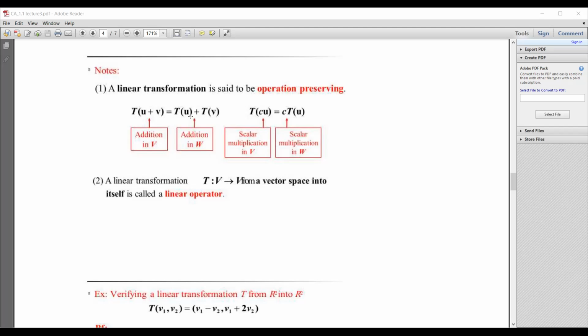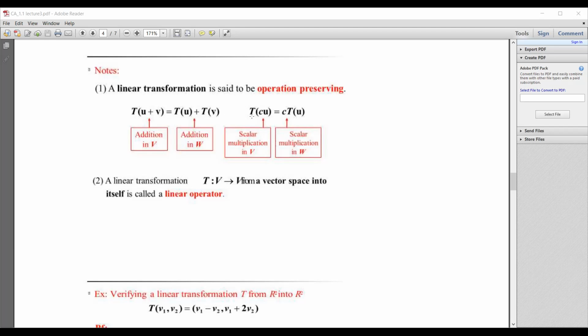However, T of U is an element of the codomain or range set, and T of V also belongs to the codomain W. So this addition, T of U plus T of V, is the addition in the codomain space. So these are two different additions, though they are written with the same symbol.